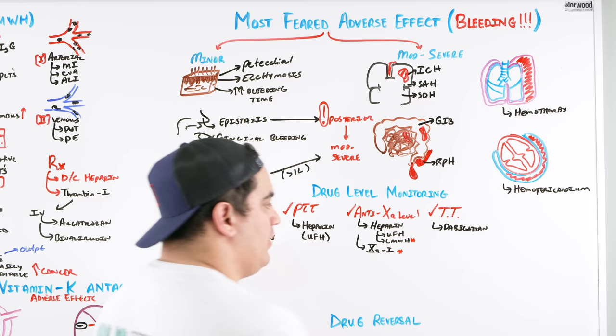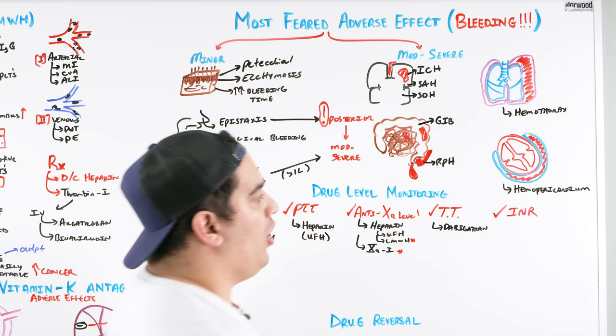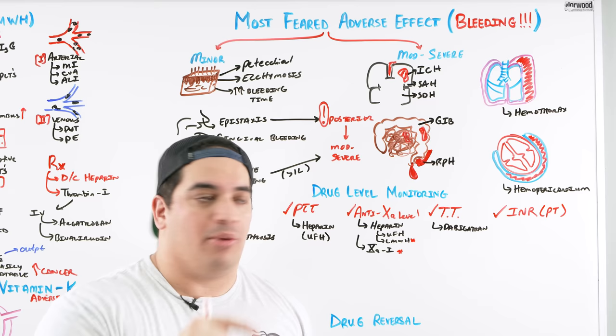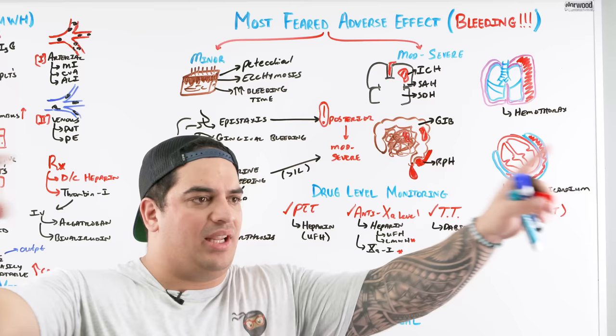All right, here's another really big one, INR. INR is what's called your international normalized ratio, and it's based off of your PT. It takes your actual prothrombin time and divides it by the PT of the nearby patient population, like the average PT around the patient population you're in, and it gives you a ratio, and that's called your INR.